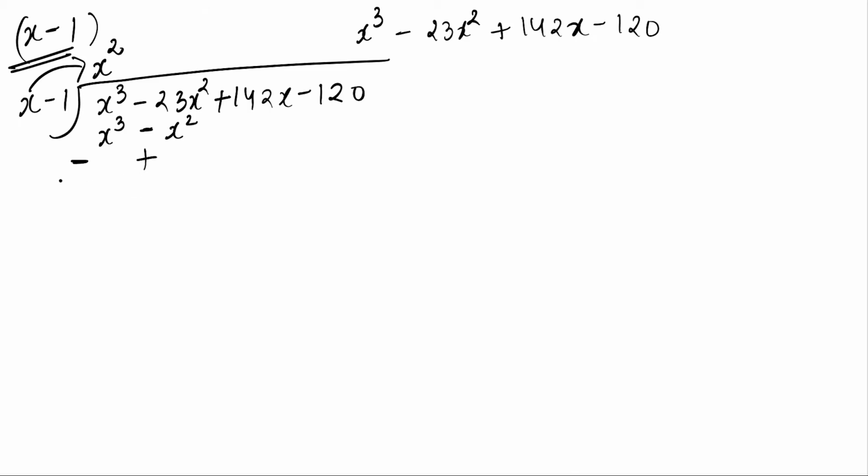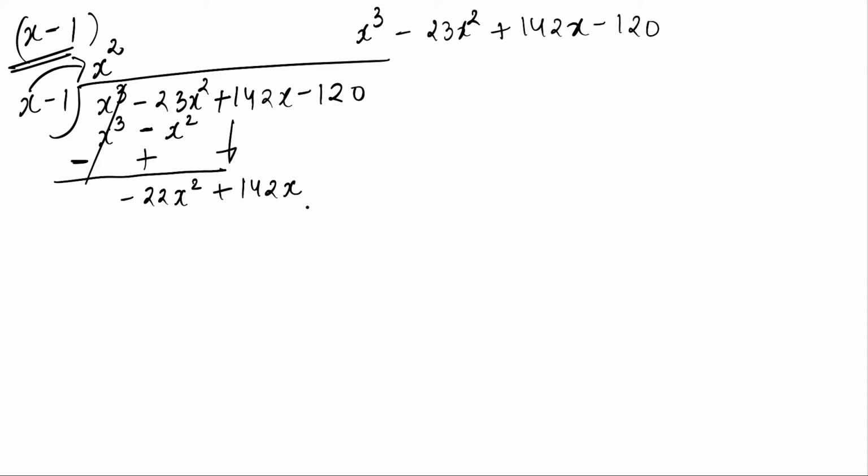We are going to just change the sign to their opposites, plus to minus, minus to plus. This will get cancelled out, and this here will get minus 23x square plus x square will give us minus 22x square, because plus minus is minus. 23 minus 1 will get us 22, and the sign is of greater number. The another number will get down here, plus 142x.